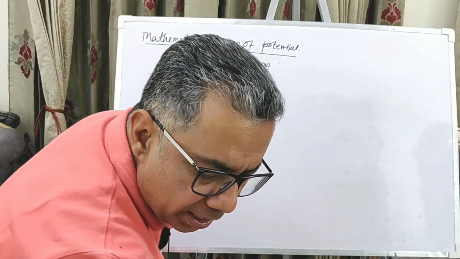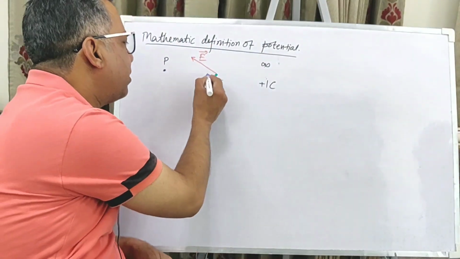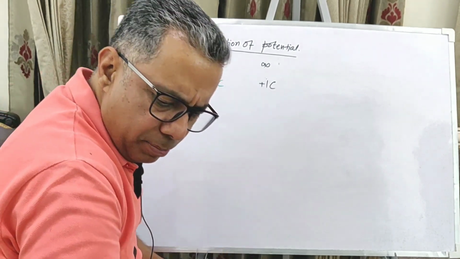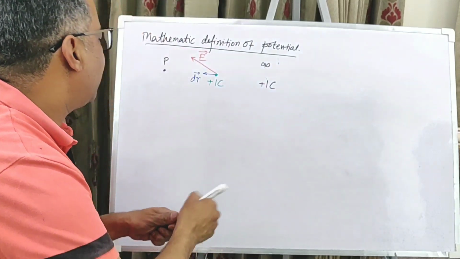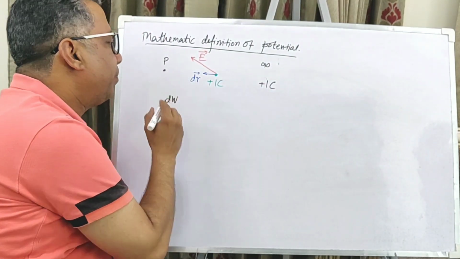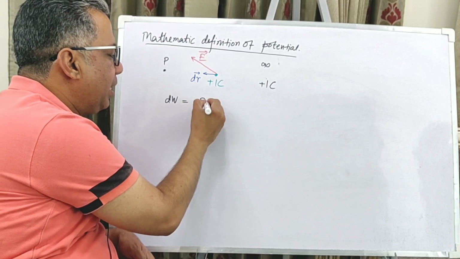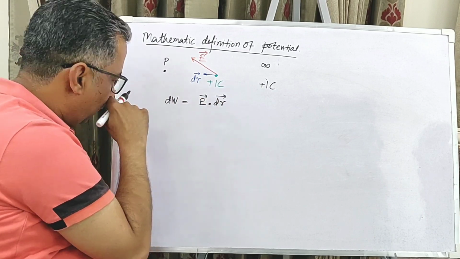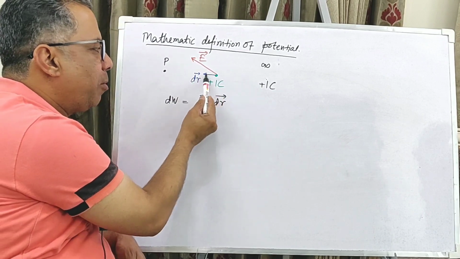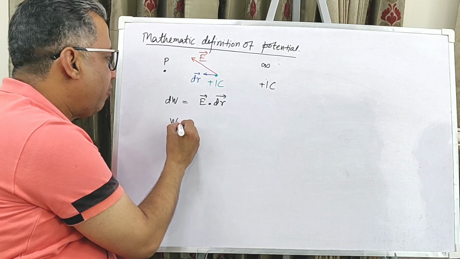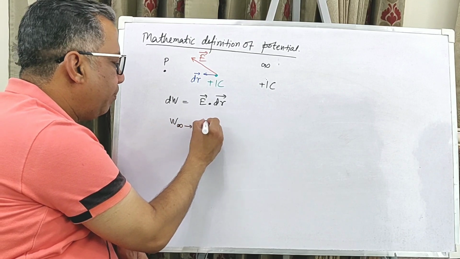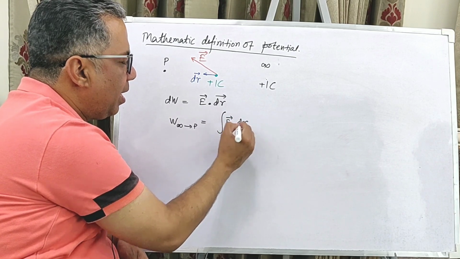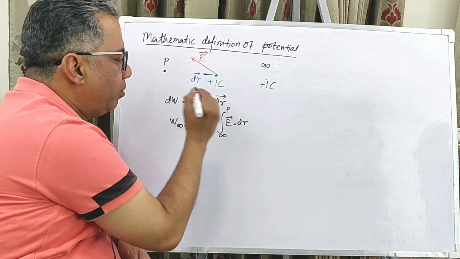Force on a unit positive charge equals electric field intensity. We consider now a small displacement dr, and in this small displacement we calculate a small amount of work, dw. That dw is E dot dr, the dot product of force and displacement. That's the small amount of work done in this small displacement. Now total work done from infinity all the way up to P will be the integral of E dot dr from infinity to point P.